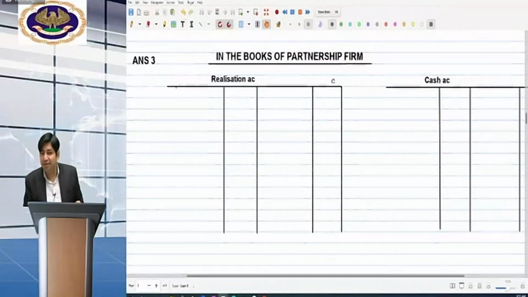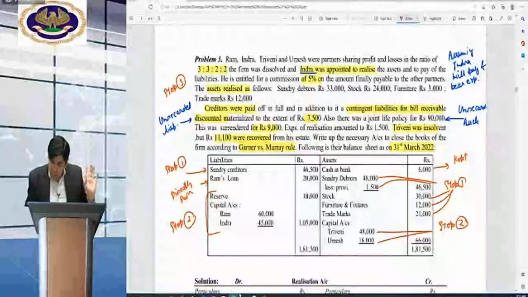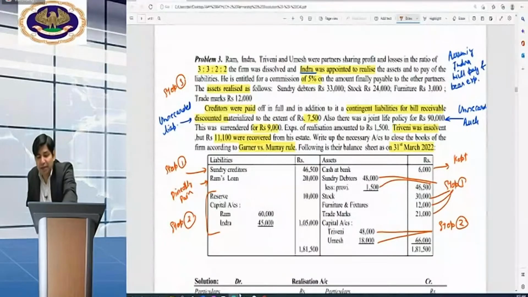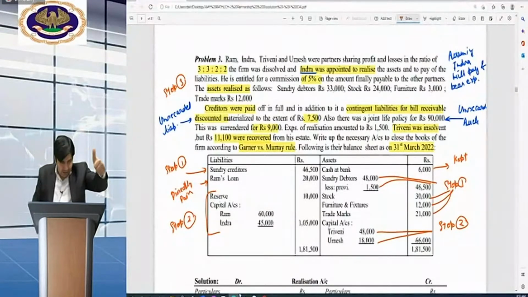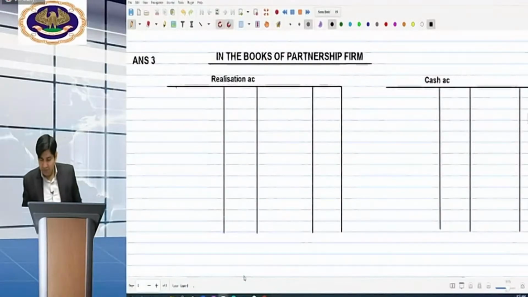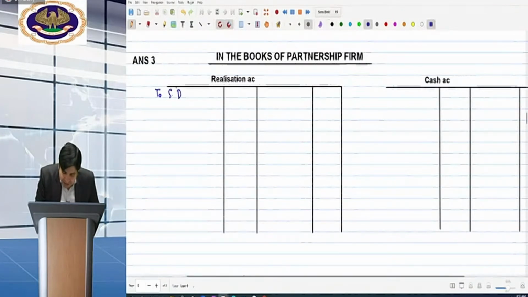Step number first. What is step number first? Transfer book values of all the assets and liabilities. Since all of you have the PDF, I'm not wasting time showing it again and again. Now write down in competition mode. Not teacher and student, only rivals are there. Let's see who will solve first. To sundry debtors.